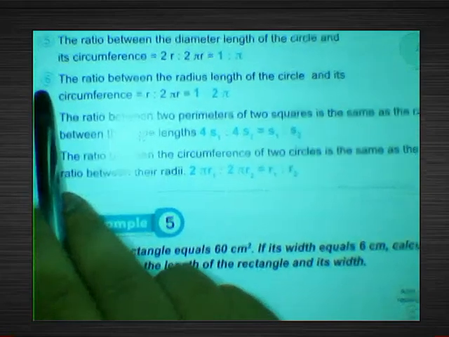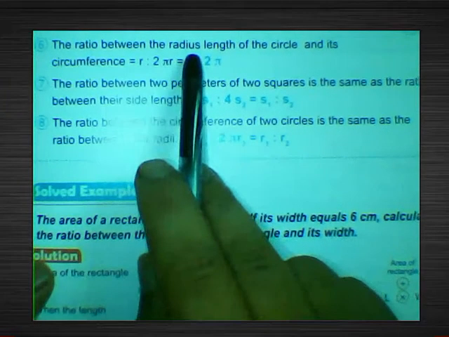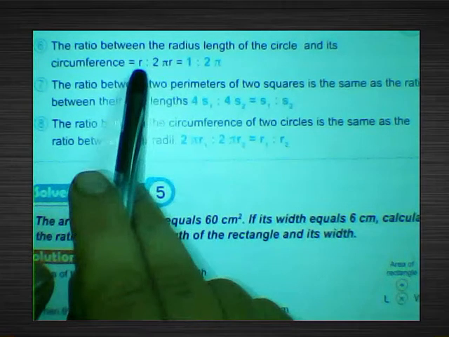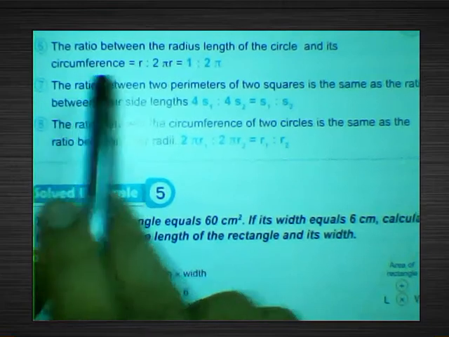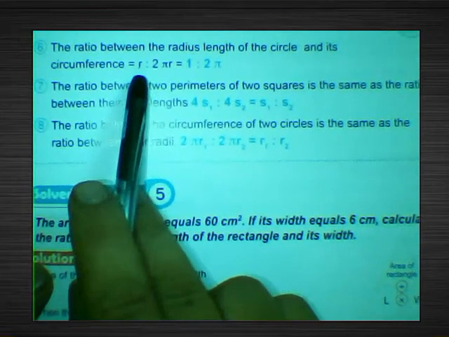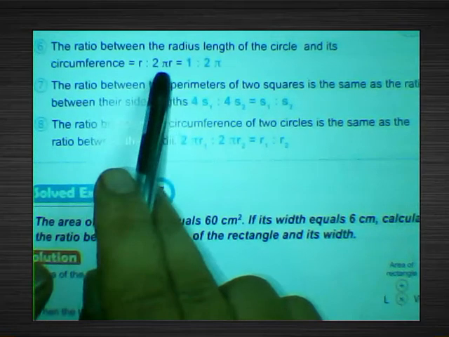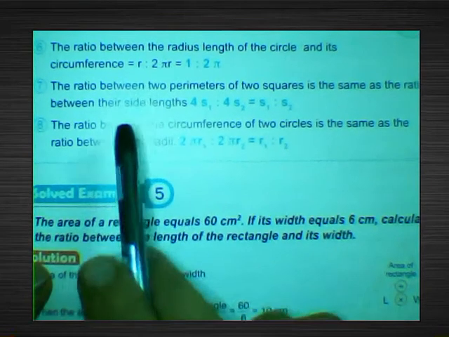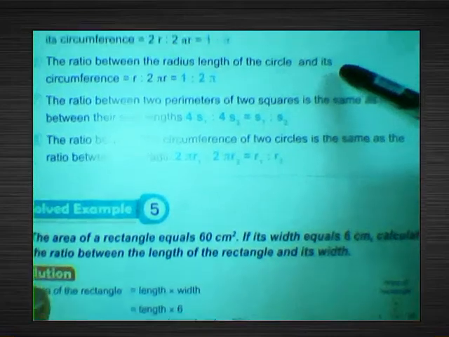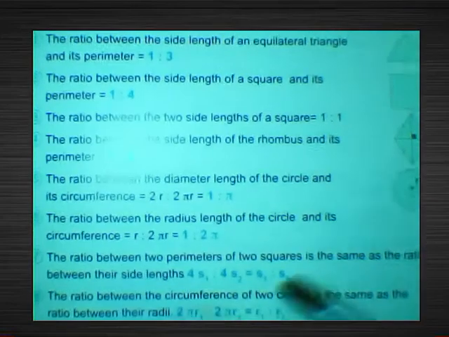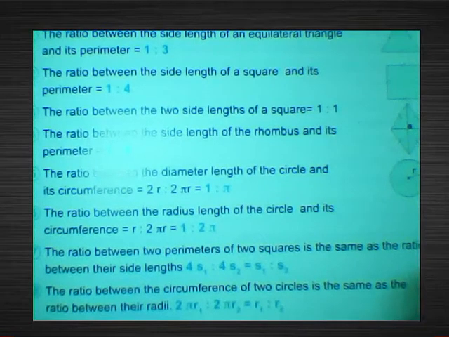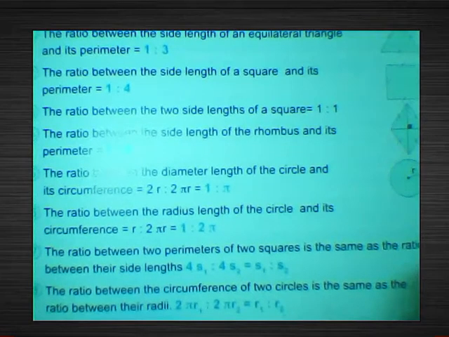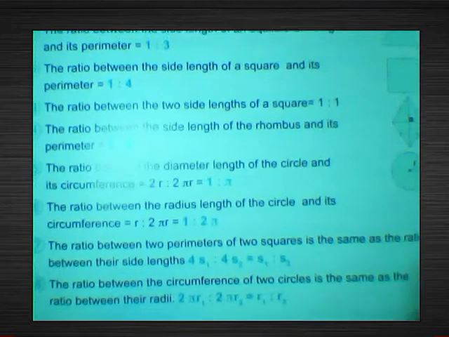Number 6, again, the ratio between the radius length of the circle and its circumference. The radius we write r, and the circumference of the circle equals 2 pi r. So we can divide by r here. r divided by r equals 1. 2 pi r divided by r equals 2 pi, because we cancel the r between them. It's a very important example. All these points are very important. In any exam we must find a question from this, so you must keep all these important ratios in your mind.